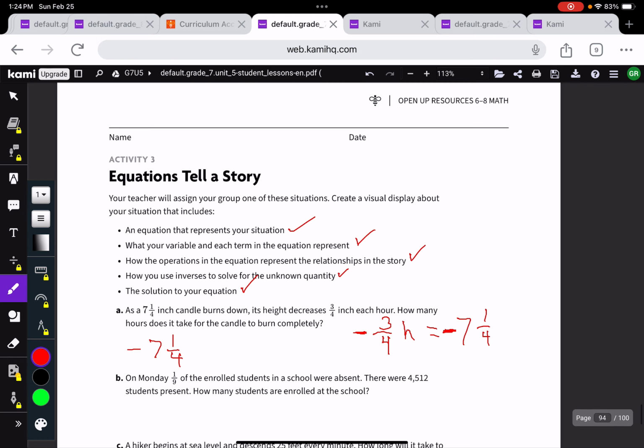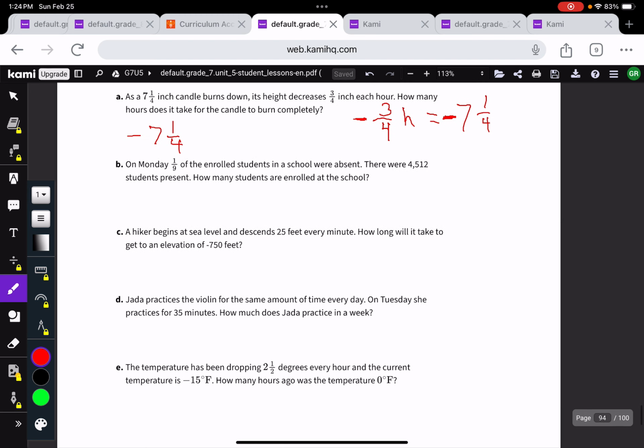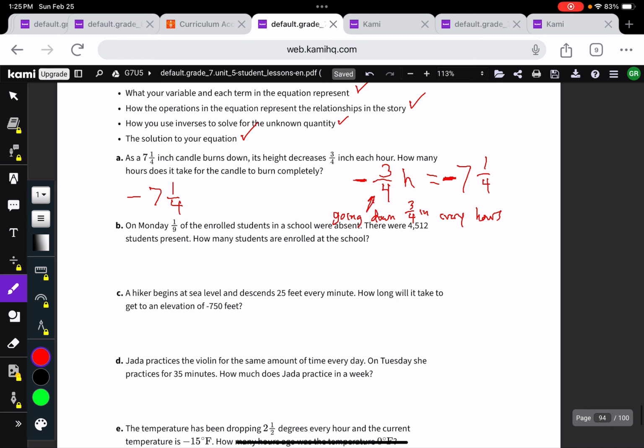And I guess we should go ahead and quickly answer the next question, which says what your variable and each term in the equation represent. Let's answer all. Going down 3/4 of an inch every hour. Again, this is all supposed to be done on a poster, but we're squeezing it in where we can. This is the number of hours it's burning, or number of hours it's melting.